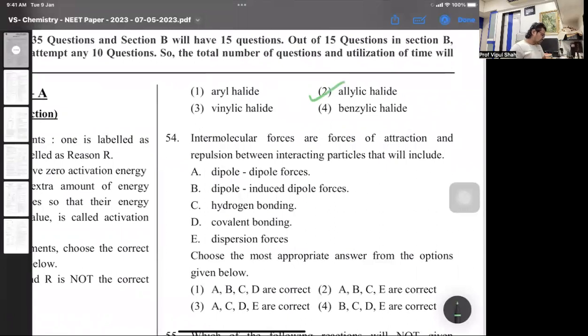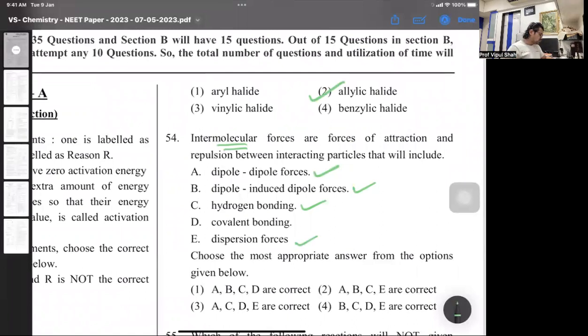That's the part. Then the next one we have is intermolecular forces. The intermolecular forces of attraction between two molecules can be dipole-dipole forces, dipole-induced dipole forces, hydrogen bonding, or dispersion forces. It cannot be covalent bonding because covalent bonding is intramolecular, between atoms within a molecule.